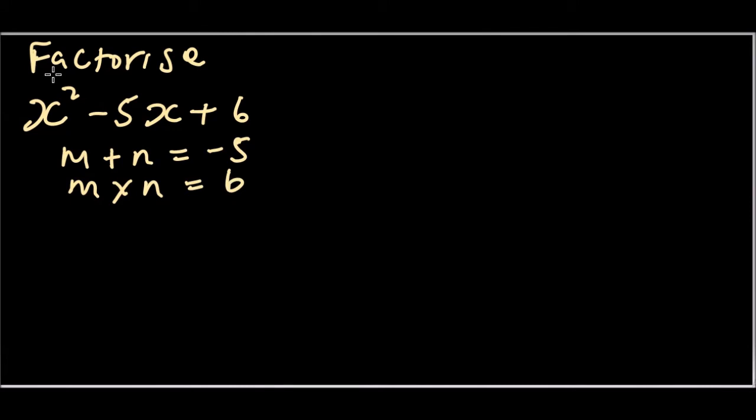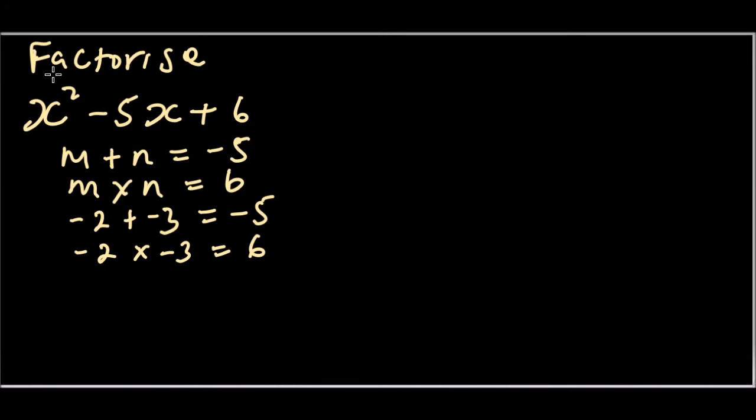So if we take 6, the factors of 6 are 2 and 3. If we have minus 2 and minus 3, adding minus 2 plus minus 3 gives us minus 5. Minus 2 multiplied by minus 3 gives us 6. So minus 2 and minus 3 satisfy the condition that we want.